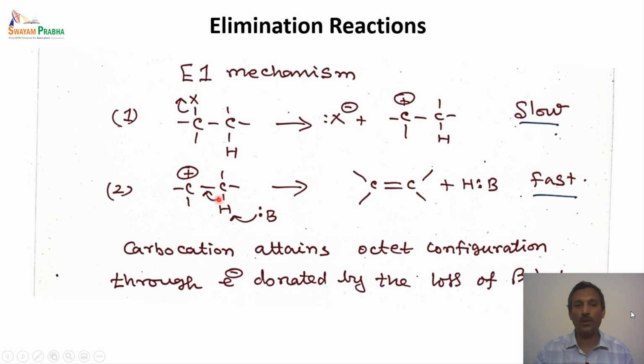Then the base abstracts a proton and the bonded electron is shifted between the carbocation carbon and this carbon to give the alkene. HB is removed. Generally the proton abstraction is always a fast step, so that's the reason the second reaction is a very fast one. The carbocation actually attains the octet configuration through the electron donated by the loss of the proton, that is the beta hydrogen. These carbocations are generally 6 electron species. So this bonded electron is coming between these two carbons to make the electronic configuration of this carbon as 8.